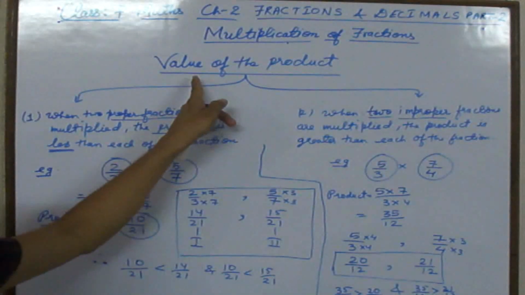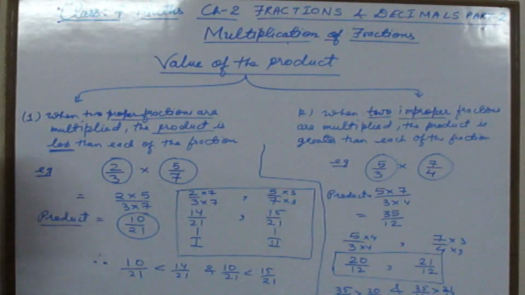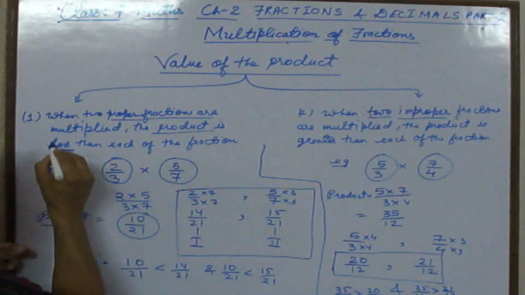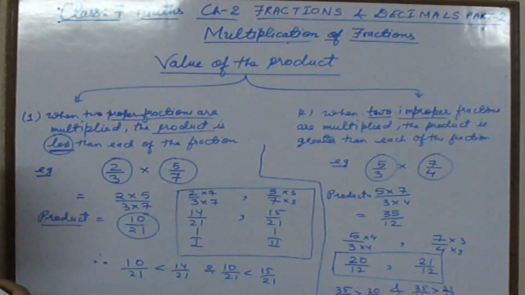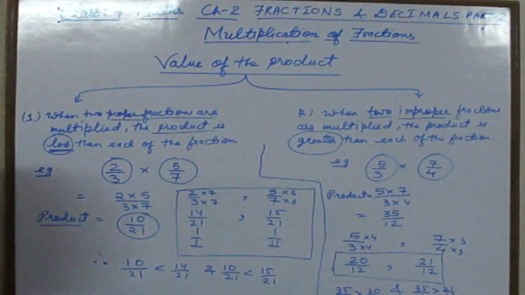Therefore, the value of the product topic is clear to us. When two proper fractions are multiplied, the product is less than each of the fractions. And when two improper fractions are multiplied, the product is greater than each of the fractions.